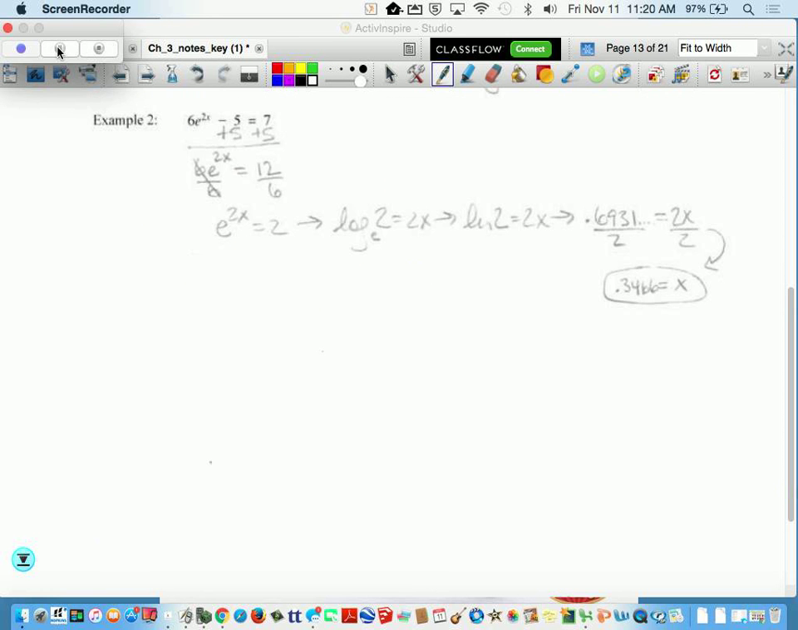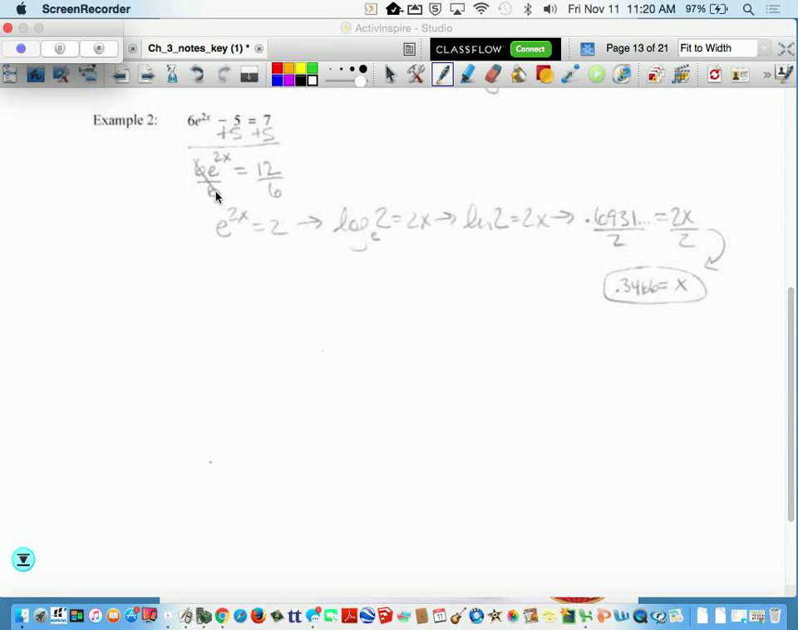Alright, so here's what the answer is going to look like. You have to go until e is by itself. E is the base that's being raised to a power. So you have to do all this work until e is by itself. So you have to add the 5 to both sides, divide by the 6 on both sides.